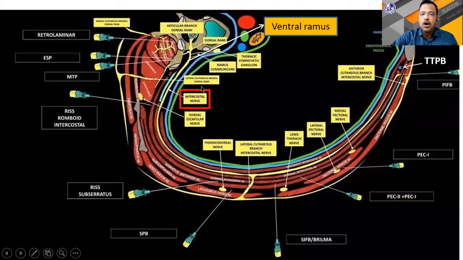Now coming to the intercostal nerves, they are the ventral ramus of the thoracic spinal nerve, which run between the innermost intercostal muscle and the inner intercostal muscle. And at the level of the axilla, they give the lateral cutaneous branch, which divides into anterior and posterior branches. And this nerve again runs between the internal intercostal muscle and the transversus thoracis muscle, and they give rise to anterior cutaneous branches, which again give rise to medial and lateral branches.